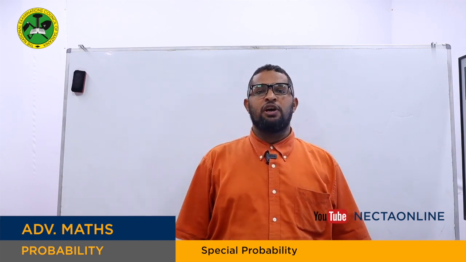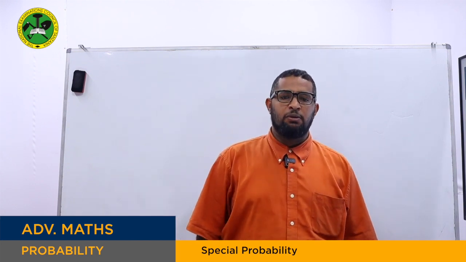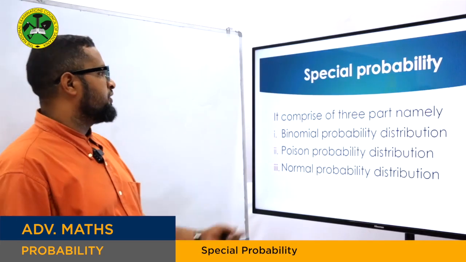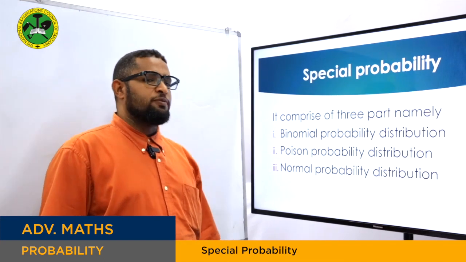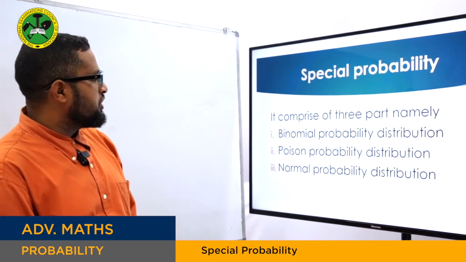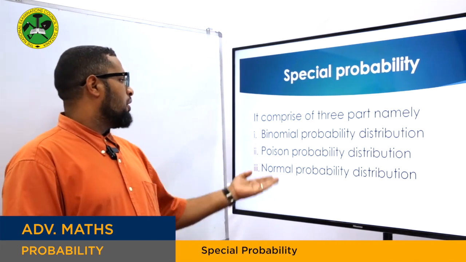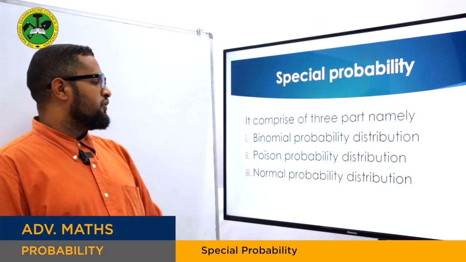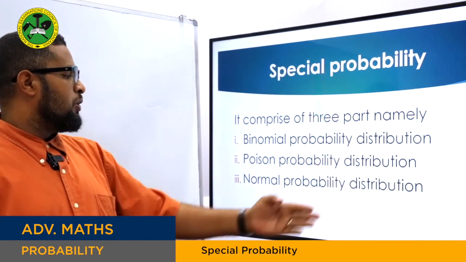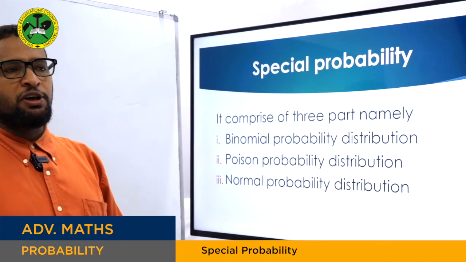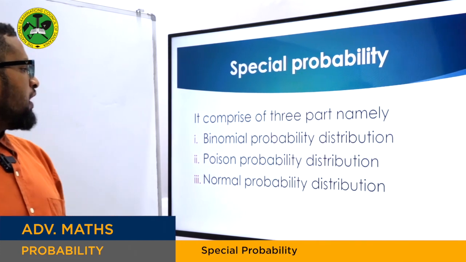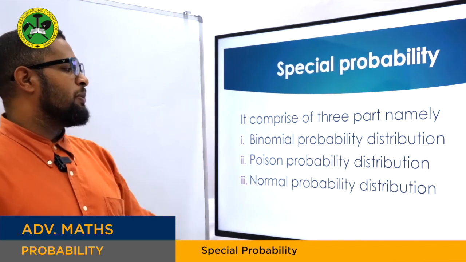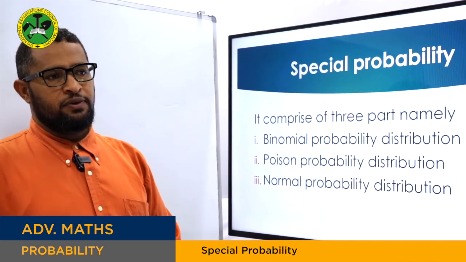Still, we are continuing with our revision on probability, but today we are going to focus on special probability. Under special probability, you need to revise on binomial probability distribution, Poisson probability distribution, and normal probability distribution. But for this session, we will revise only two: binomial probability distribution and Poisson probability distribution.